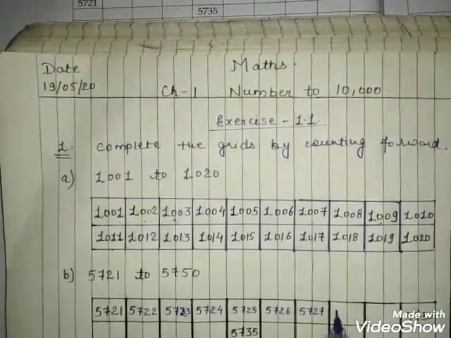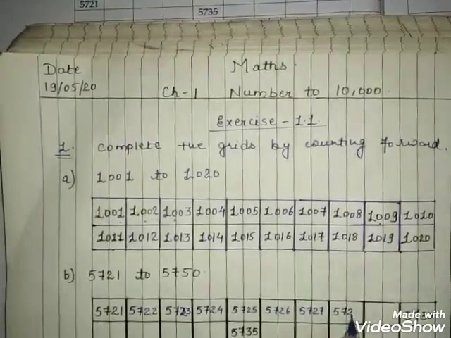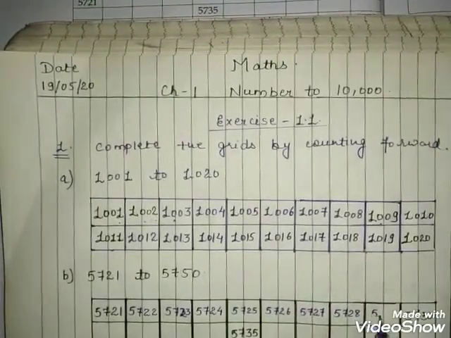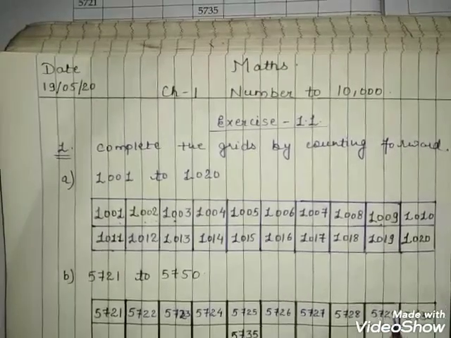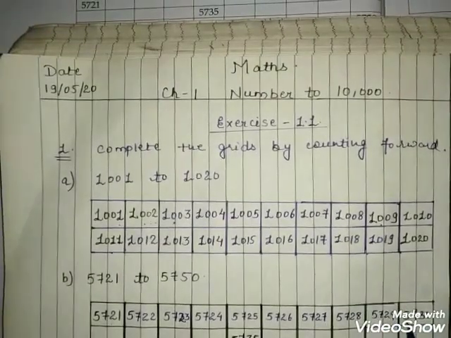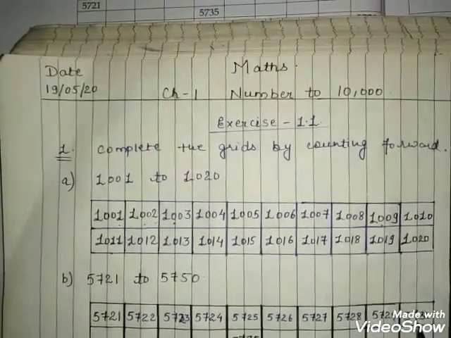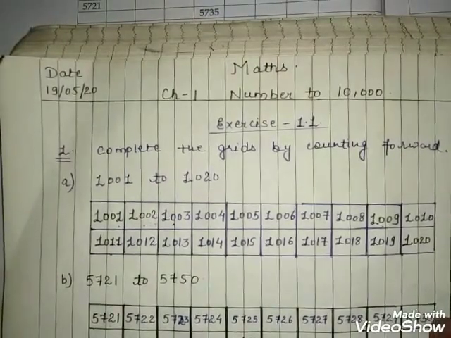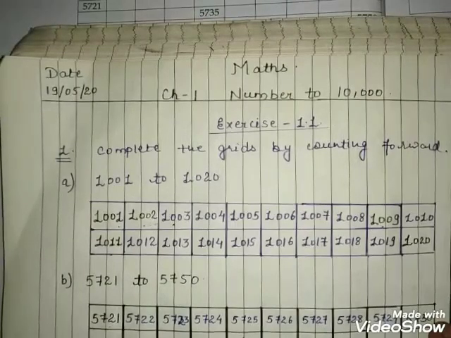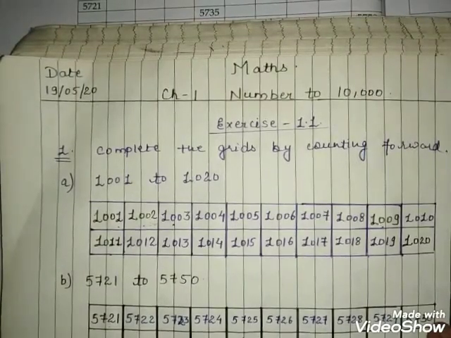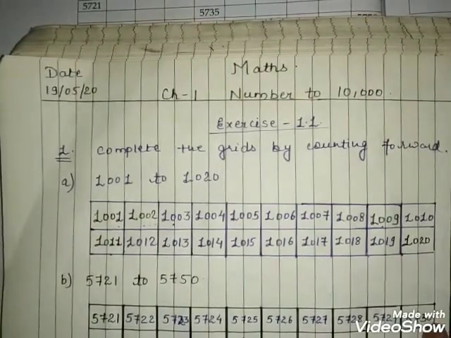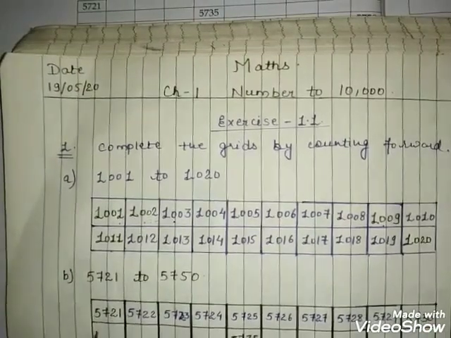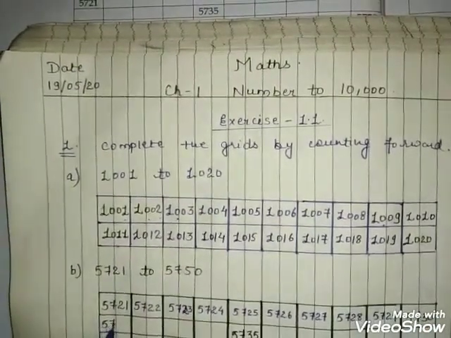5727. Then 5728. Then 5729. And the number 5730 is given, so we have to leave it like this. Now we have to move forward after 5730. So we have to add 1 to 5730. What will be the next number after 5730?